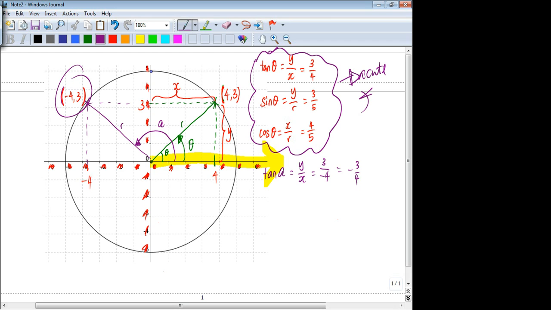So far okay? Now, next one, sine theta equals to, based on what we have said earlier on, y over r, right? What is the value for y? What's the value for y?